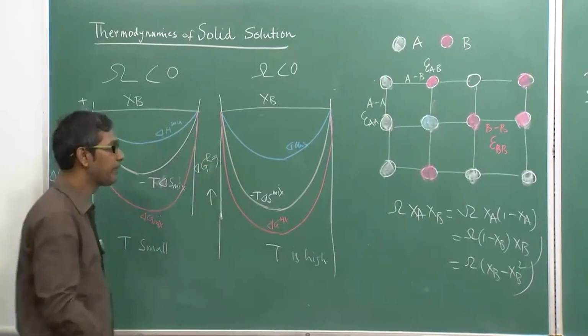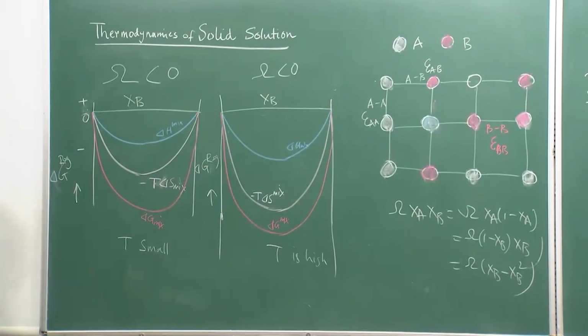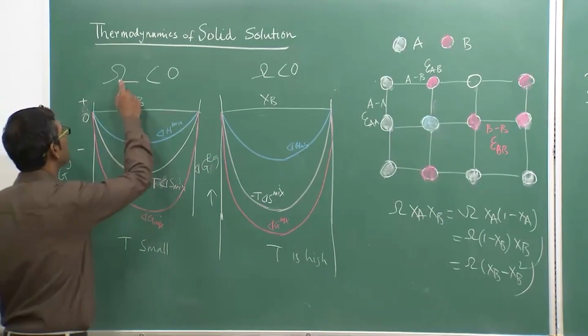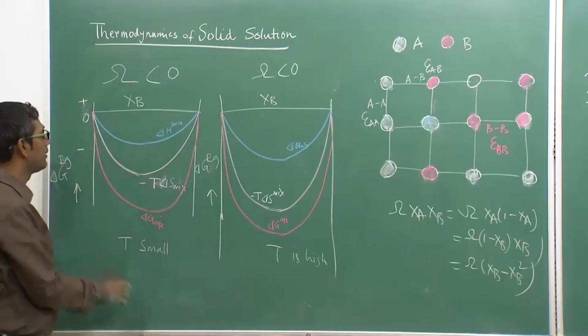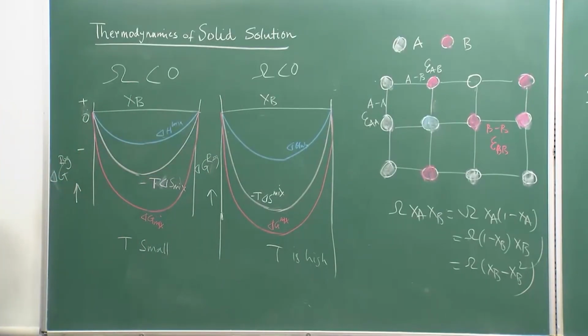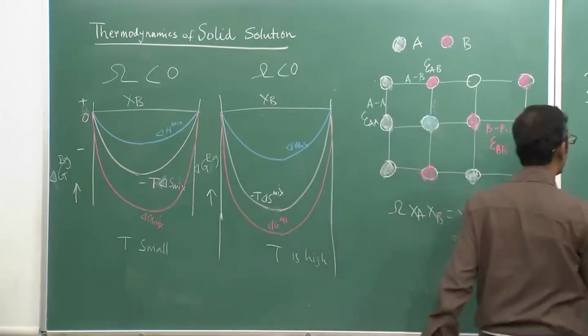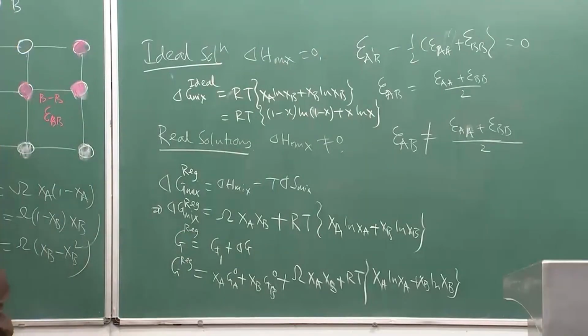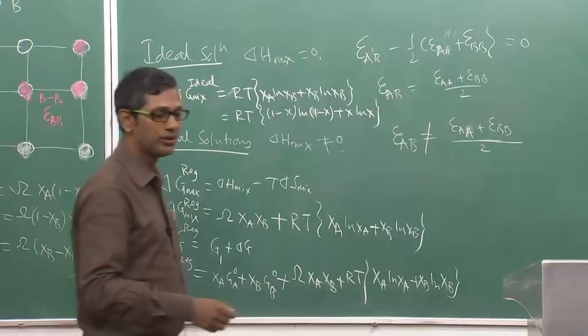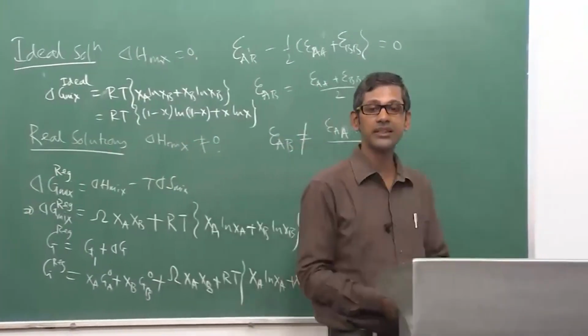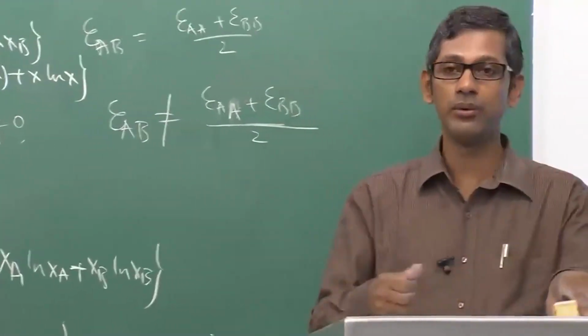So whatever the value of xB, whatever the temperature, when sigma is less than 0, the solution is always perfect. We do not see any change from ideal to regular when sigma is less than or equal to 0. For sigma more than or equal to 0, we will discuss in the next class, since it will change when the value is more than 0.